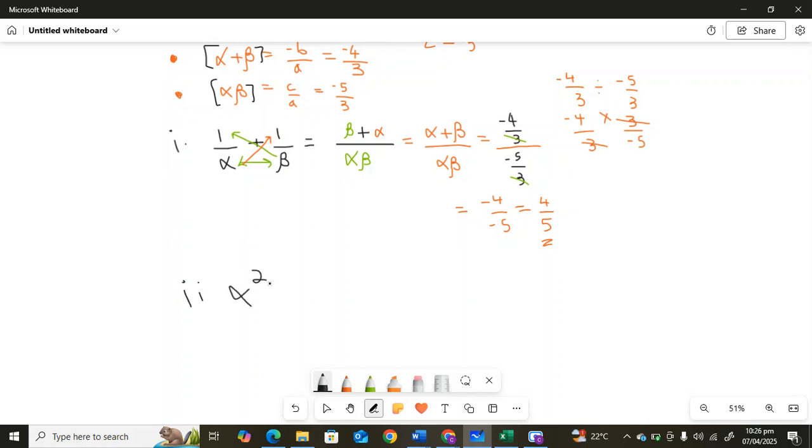Alpha squared plus beta squared. Whenever you have alpha squared plus beta squared, it becomes alpha plus beta, squared, minus 2 alpha beta.